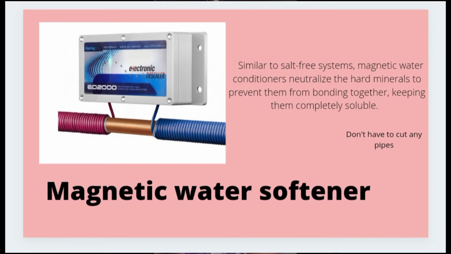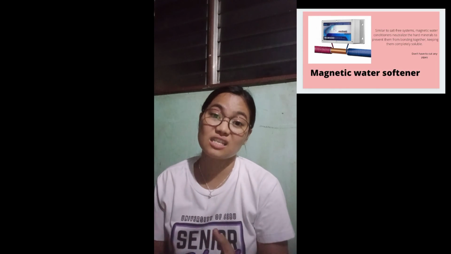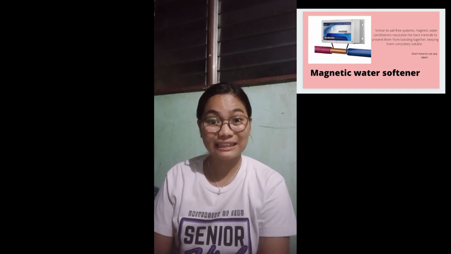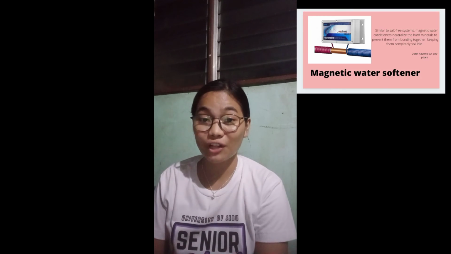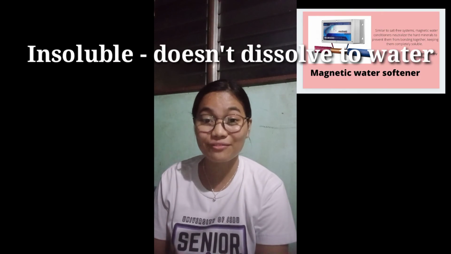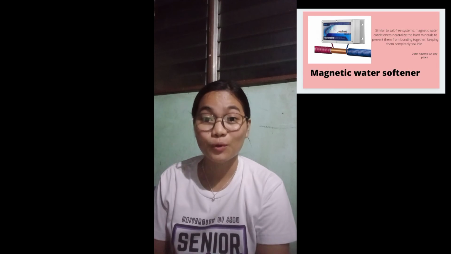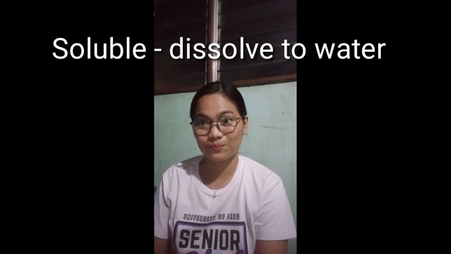And the last type of water softener is the magnetic water softener. Similar to salt-free systems, a magnetic water conditioner neutralizes the hard minerals to prevent them from bonding together or clogging, keeping them completely soluble. So again, insoluble is a fiber that doesn't dissolve in water, while soluble is a fiber that will dissolve in water. It only neutralizes the minerals but doesn't remove them. It also requires electricity.